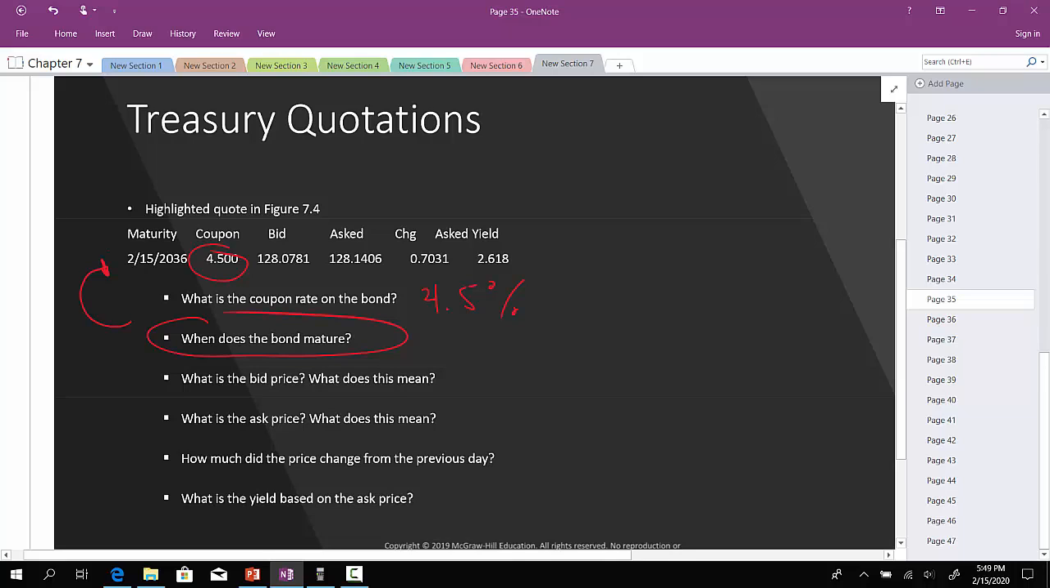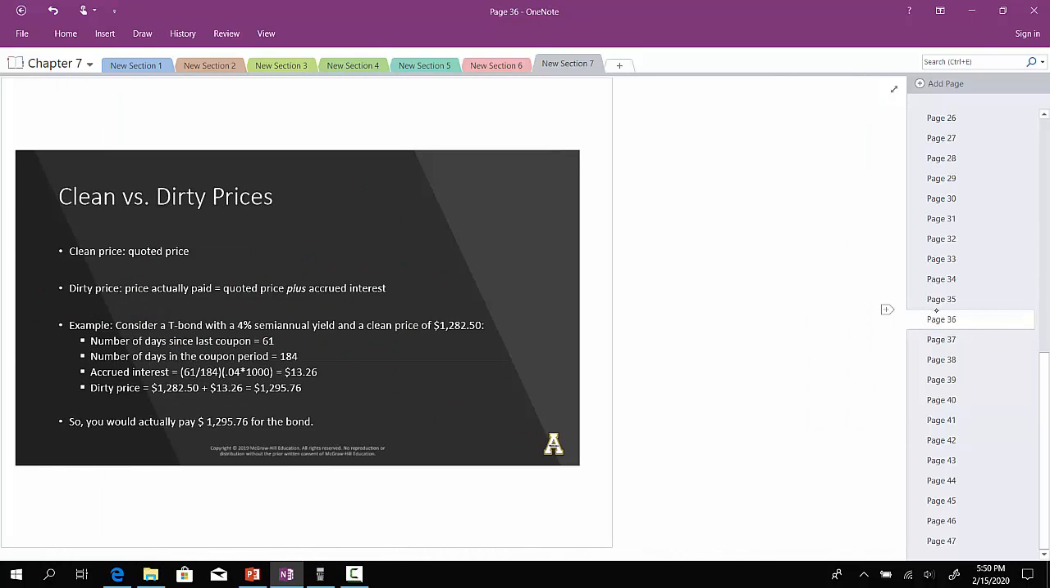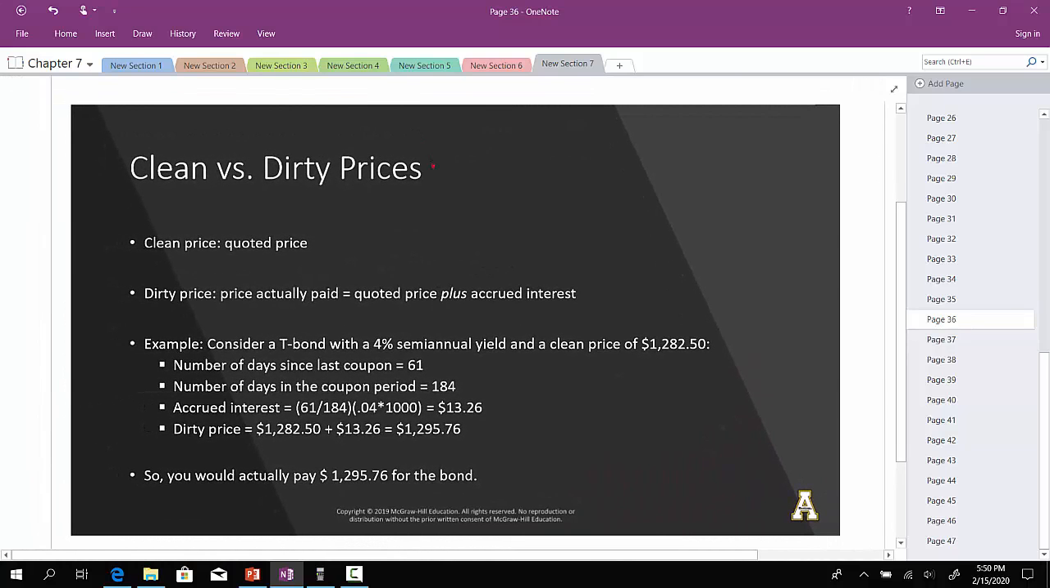What is the bid price? The bid price is telling you the highest price at which you could sell. In this case, you would be able to sell at 128.0781% of par. What does the ask price mean? The ask price is the lowest price you can buy at, and it's currently selling at 128.1406% of par. How much did the price change from the previous day? It changed 0.7031. And then what is the yield based on the ask price? The ask yield is 2.618. Okay, and so we'll pick up in the next video talking about clean versus dirty prices.